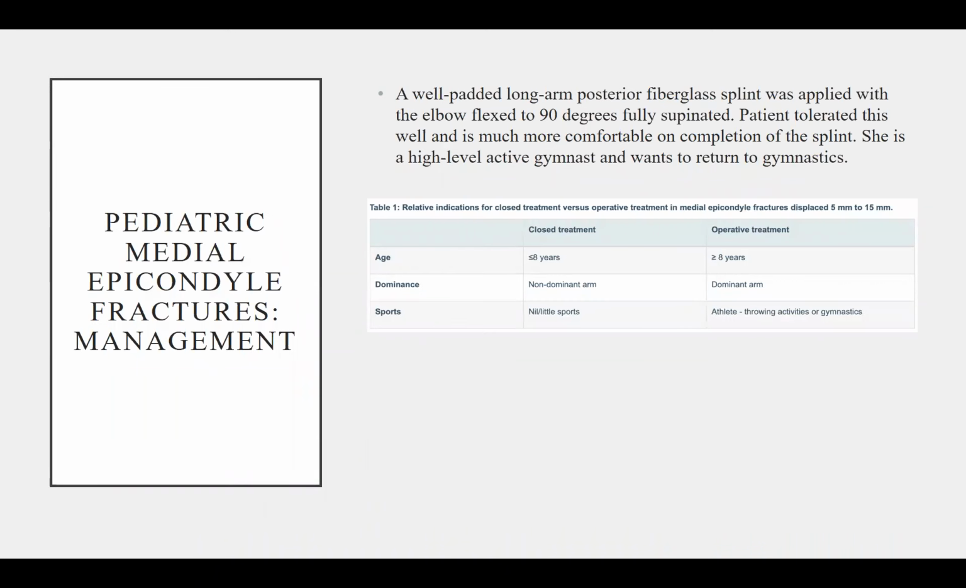A well-padded long arm posterior fiberglass splint is applied with the elbow flexed to 90 degrees, fully supinated. The patient tolerated this well and is much more comfortable on completion of the splint. She is a high-level active gymnast and wants to return to gymnastics. This table just displays relative indications for non-operative versus operative management.